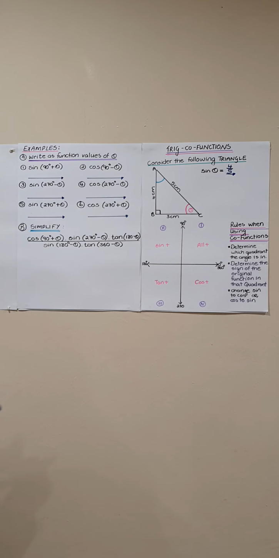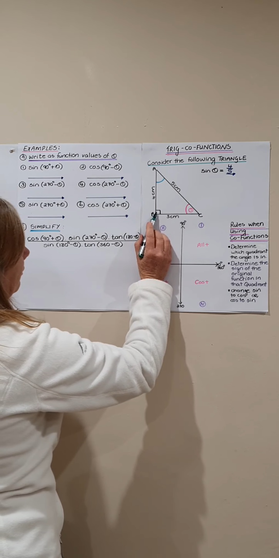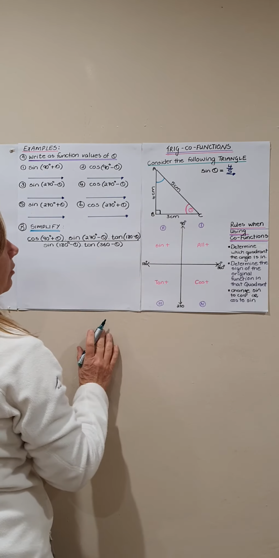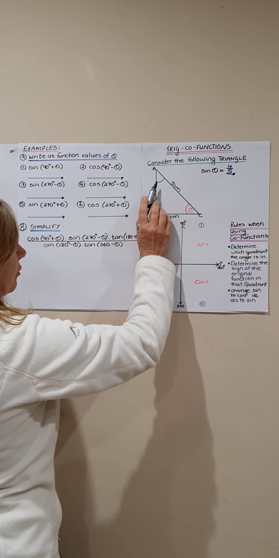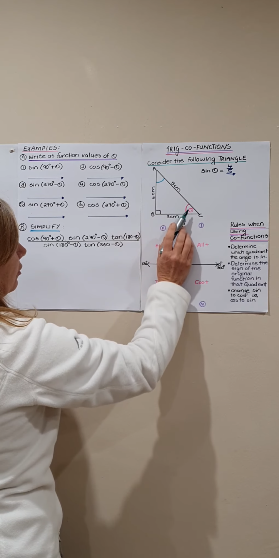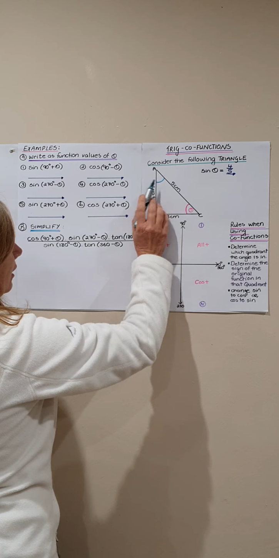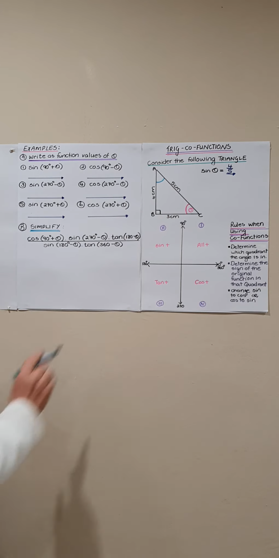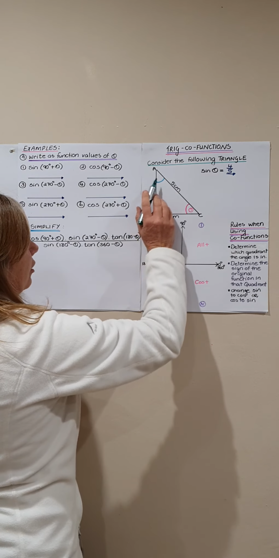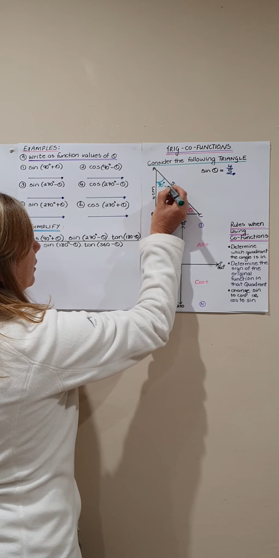Okay, now if I look within the triangle, because it's a right angle triangle, I know that if I add all three angles, I'm going to get 180 degrees. So if I wanted to refer to A in terms of theta, I could say that theta plus A is going to give me 90 degrees because B is 90 degrees. So therefore A is going to be 90 degrees minus theta.